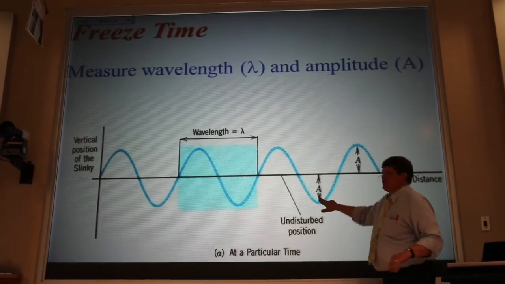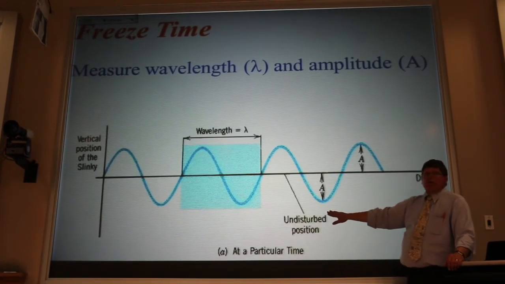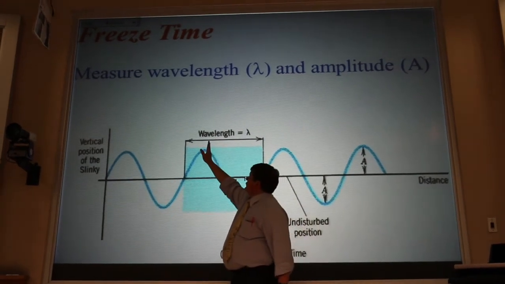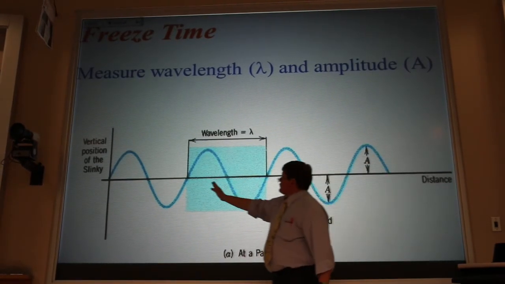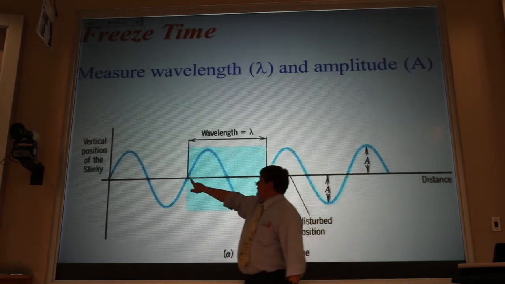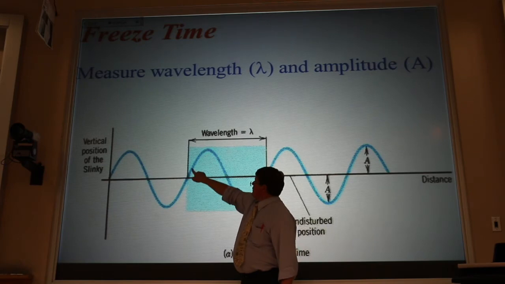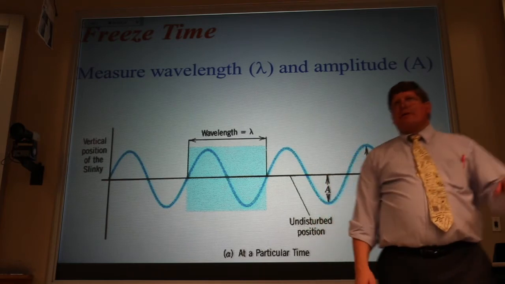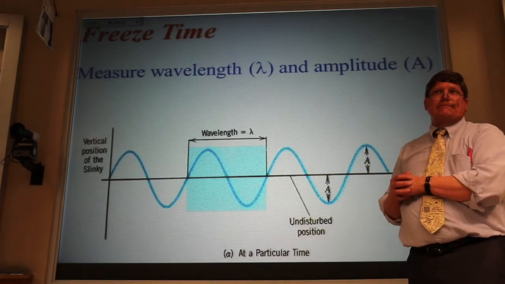Now the amplitude is the furthest that any part of the medium gets away from equilibrium, either below in a trough or above in a crest. The wavelength is the distance from crest to crest, or from trough to trough, or you could go from equilibrium to equilibrium if you're careful. You have to go from equilibrium going up to equilibrium going up. If you just go from equilibrium going up to equilibrium going down, you only get half of a wavelength. So it's simpler, and you make fewer mistakes if you go from crest to crest or trough to trough.